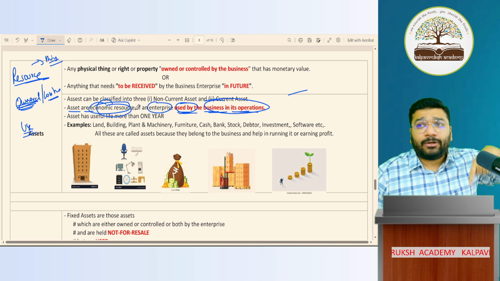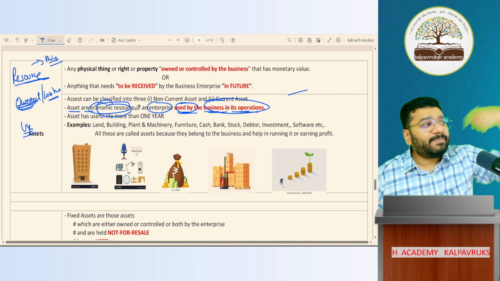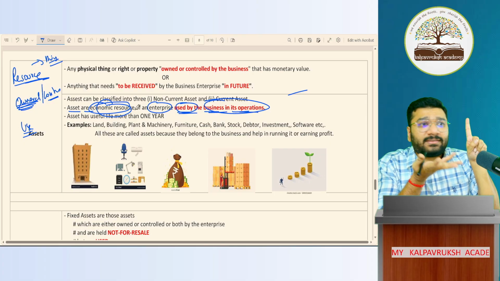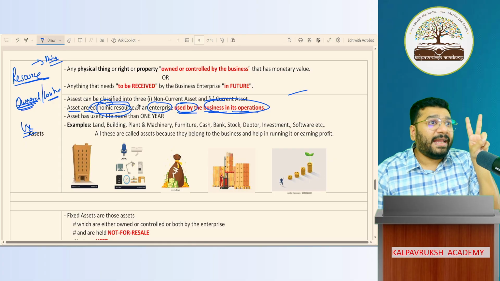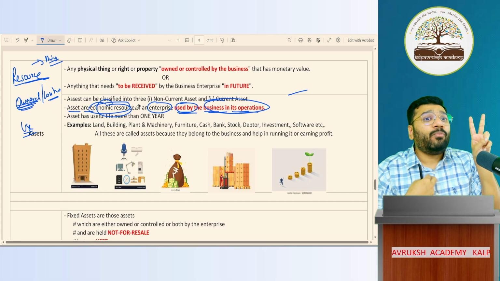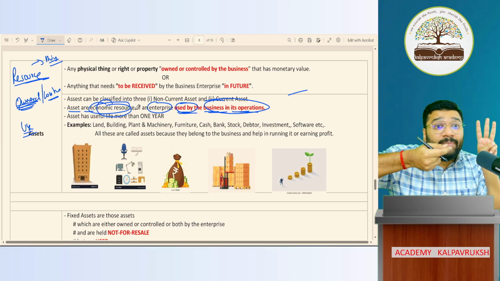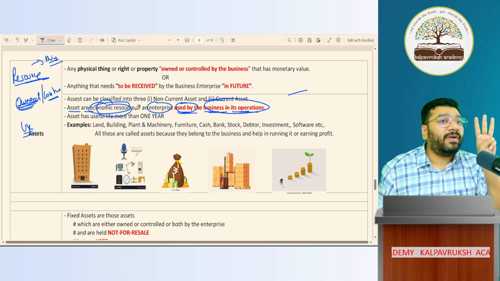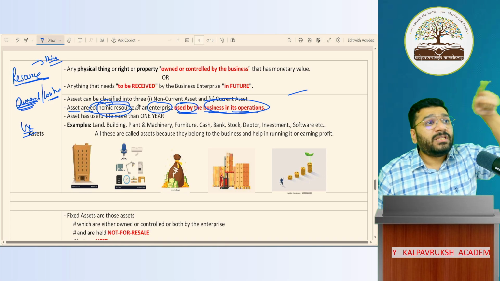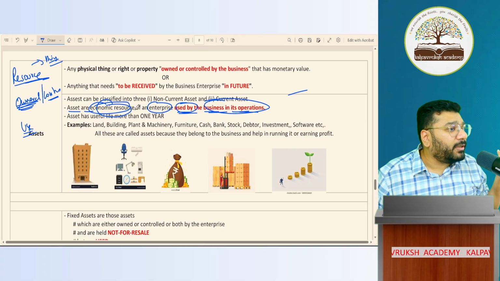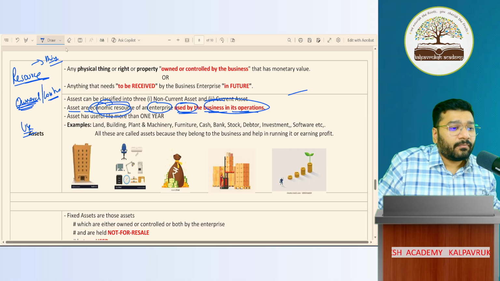So again, coming back to my question, is this projector my asset or not? First, is it a resource? Using this, I'm going to do business. Second, who's owning it? I'm owning it. Third, I'm going to use it to generate economic benefit. Since all three conditions are satisfied, this projector is my asset. Clear or not clear?